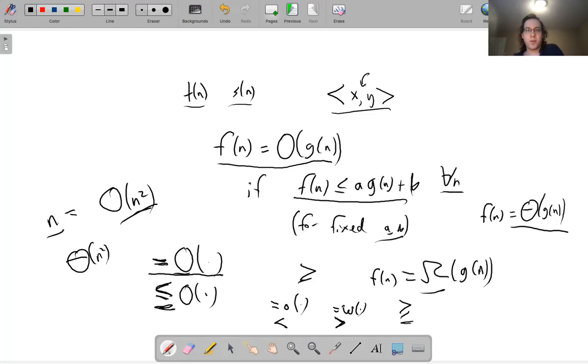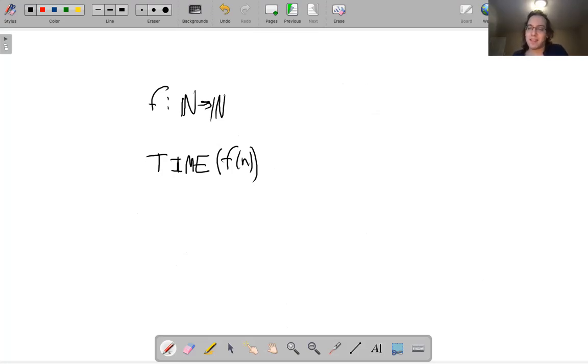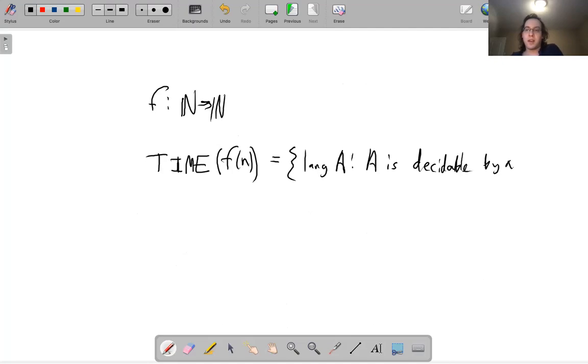With that in mind, we will define our first few complexity classes. For a function f from the natural numbers to natural numbers, we will let TIME of f of n be a complexity class. By the word class, we usually mean a set of languages, so a set of sets of strings. This is going to be the set of all languages A such that A is decidable by a TM with running time T of n, which is big O of f of n. And remember, that means less than or equal to up to constant factors. So at most.